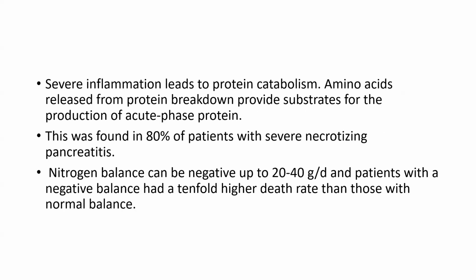Severe inflammation leads to protein catabolism. Amino acid release from the protein breakdown provides substrates for production of acute phase protein. This was found in 80% of patients with severe necrotizing pancreatitis. Nitrogen balance can be negative by up to 20 to 40 grams per day, and patients with negative balance had a tenfold higher death rate than those with normal balance.